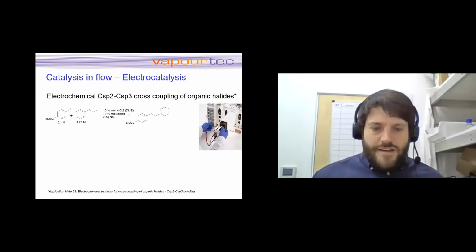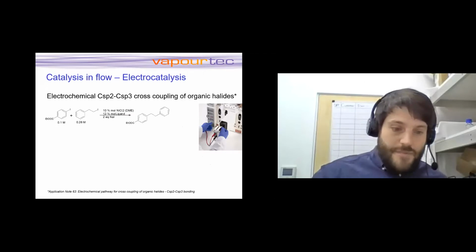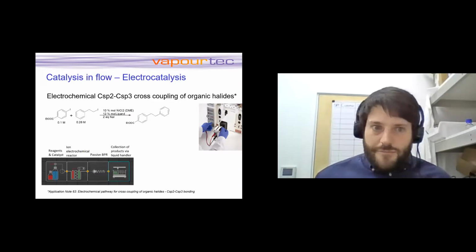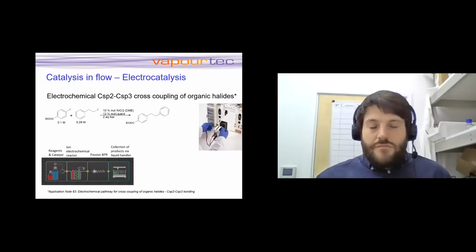And this nickel electrocatalyst is reduced at the cathode. It will go through all the nickel oxidation states, and that will be the catalytic cycle. So what we decided to do was, as I said before, a simple approach of homogeneous catalyst.